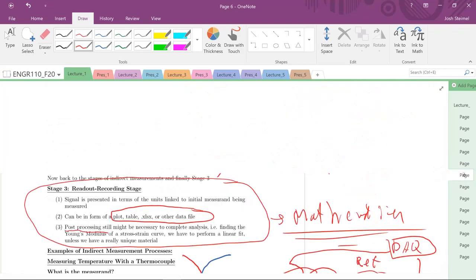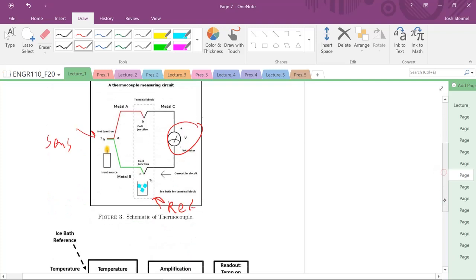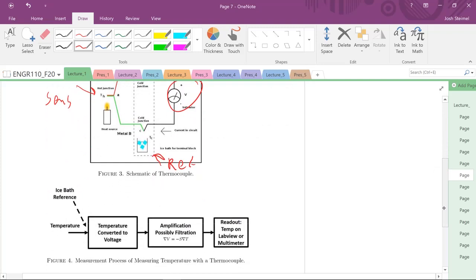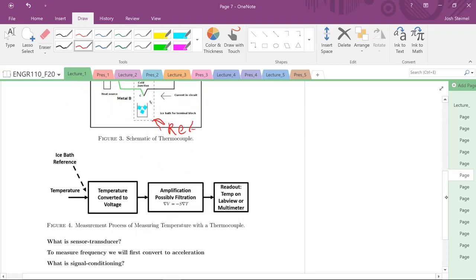So let's look at the diagram that I made over here. So cover your eyes and don't look. So what is our measurand? Our measurand here for the indirect measurement process is temperature. What are we trying to measure in this process? We're using a thermocouple to measure temperature. What is our sensor transducer stage? What are we converting our signal to? Well, our temperature is converted to voltage. That's the whole process of that thermocouple.